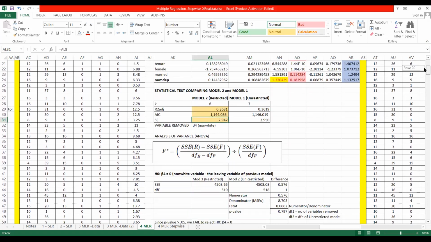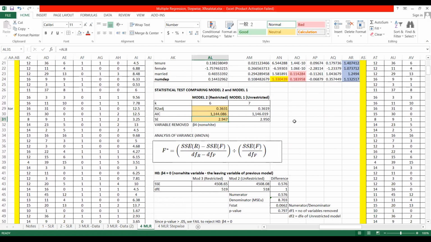We need to check if the variable we removed is statistically significant. Okay, if you take a look at this, guys, what variable did we remove? B4, right? Who is B4? It's non-white. Okay. How did it become B4?